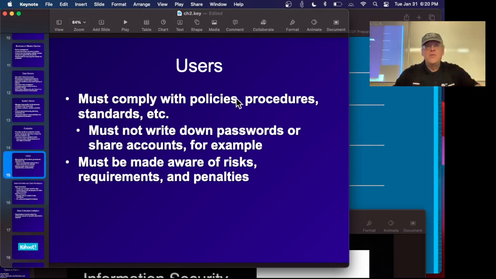And then, of course, you have your users using all your computers, and they have use policies and other procedures and standards telling them they can't share accounts, write down passwords, things like that. And so they have to have training in what their requirements and penalties are.